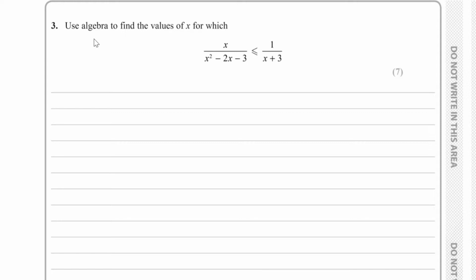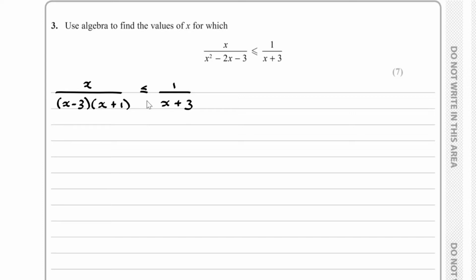Question number 3. We have to use algebra to find the values of x for which x over x squared minus 2x minus 3 is less than or equal to 1 over x plus 3. So the first thing we can do is factorize this quadratic on the left hand side. So we have x over x minus 3 lots of x plus 1 being less than or equal to 1 over x plus 3.